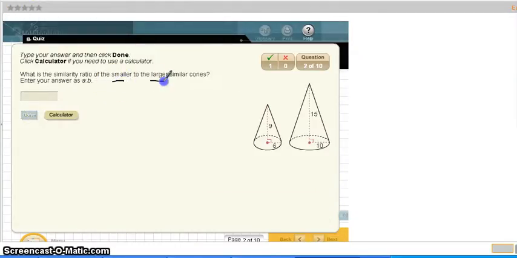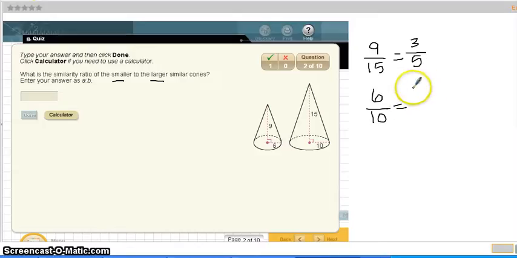Again, smaller to the larger. So pick one of the dimensions. It does not matter. You can either write 9 to 15 or you can write 6 to 10 as long as you're comparing the same dimensions. For this one, they each reduce by 3, so you'd have 3 to 5. For this one, they each reduce by 2, so you'd still have 3 to 5.